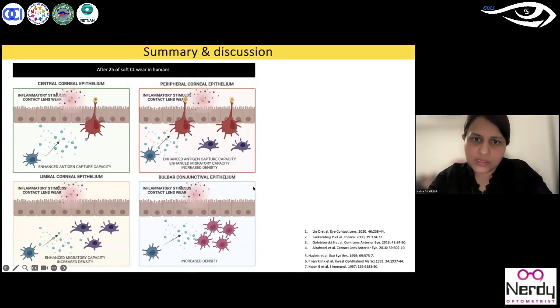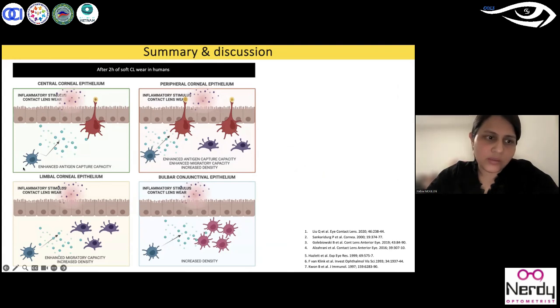So to summarize, what happens as soon as you put a soft contact lens on the eye? At the central cornea, we observe that the cells do not increase in number, but they increase their antigen capturing capacity. They increase in immune activity. I say this because I'm referring back to our morphology grading scale, where the cells get bigger and have long dendrites, so they have immune activity. So the cells get activated for immune capacity.